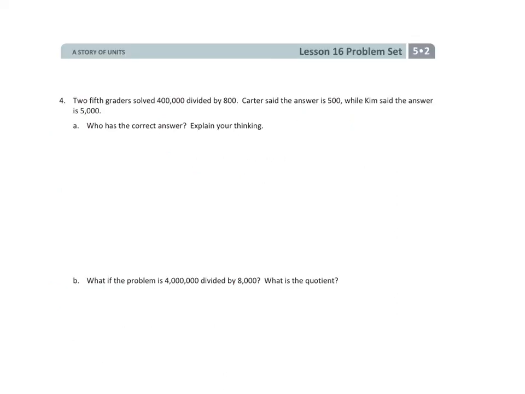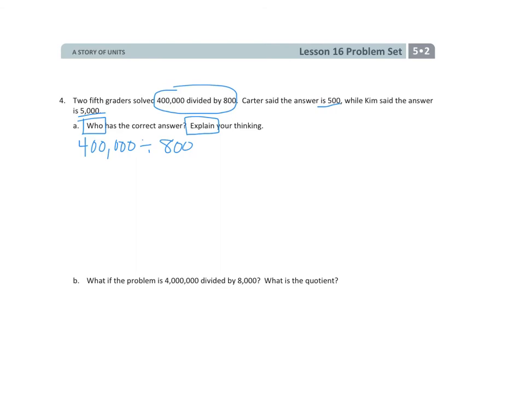All right, so the last word problem, number 4. It says 2 fifth graders solved 400,000 divided by 800. Carter said the answer is 500, while Kim said the answer is 5,000. They want to know who is correct, and they want us to explain our thinking. So let's go ahead and set up the problem. 400,000, and we're going to divide by 800.